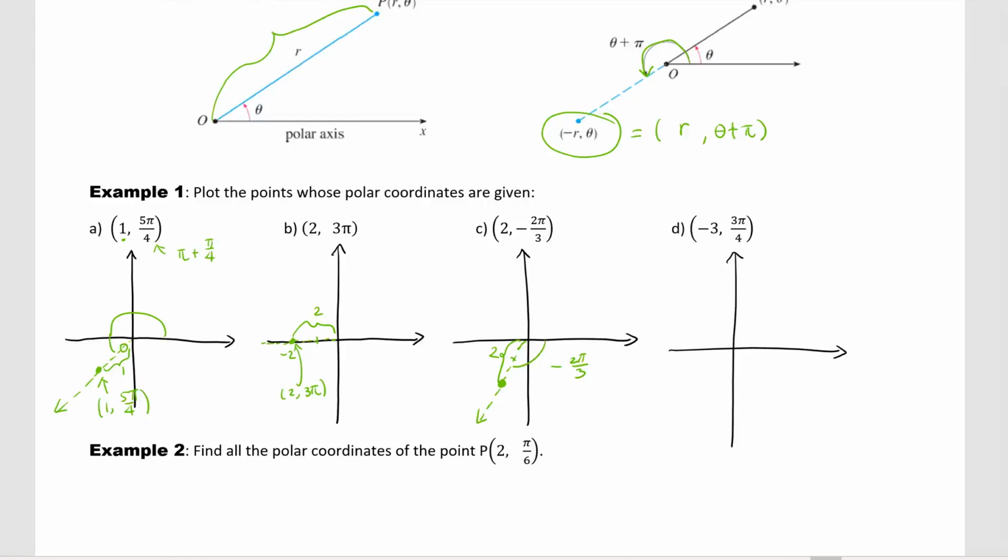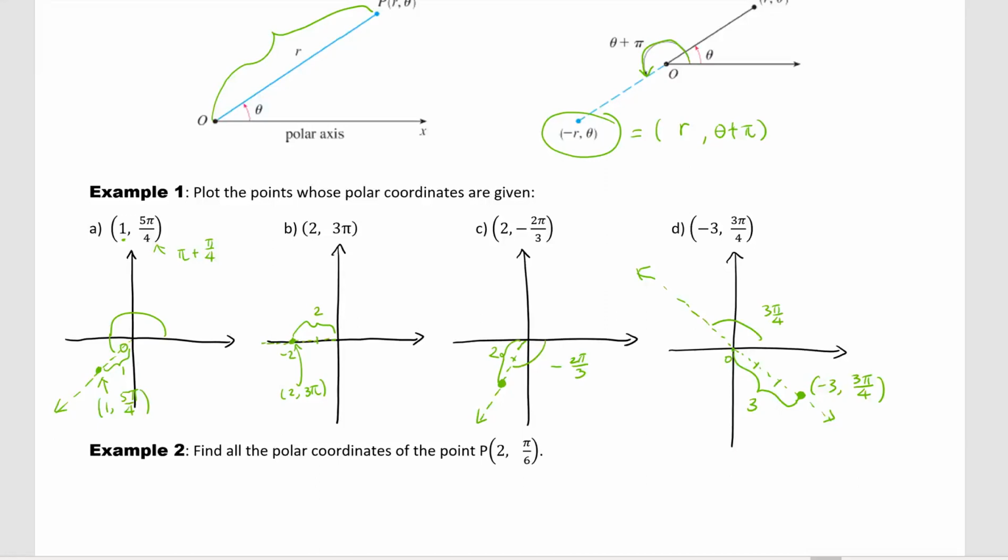So angle is 3 pi over 4. So 3 pi over 4 is here, right? That is 3 pi over 4. And, wow, our r is negative. What does that mean? You don't go forward, you don't go this direction, but you go the opposite direction. Okay, so we go to the opposite direction for 3 units. 1, 2, 3. So this is the point. This is the point -3 and 3 pi over 4.